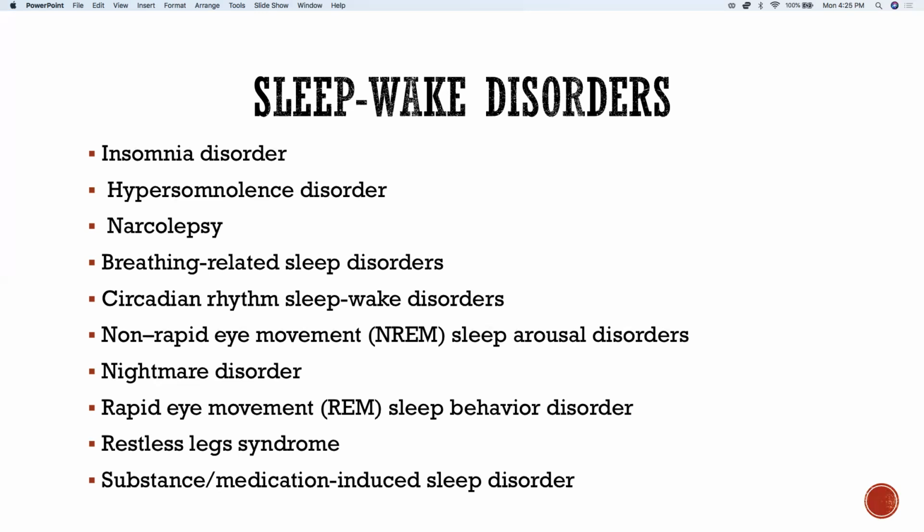Sleep difficulties can be linked to both physical and emotional problems, and sleep problems can both contribute to or exacerbate mental health conditions and can be a symptom of other mental health conditions. About one third of adults report insomnia symptoms, and 6 to 10% meet the criteria for insomnia disorder. For the purposes of this lecture, we'll be going over the most common sleep wake disorders, those being insomnia, narcolepsy, nightmare disorder, and restless leg syndrome.